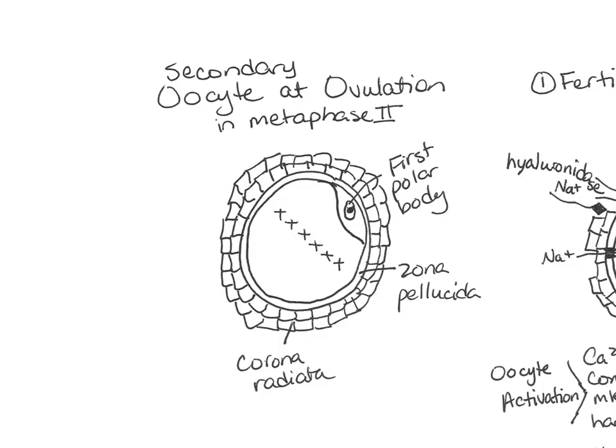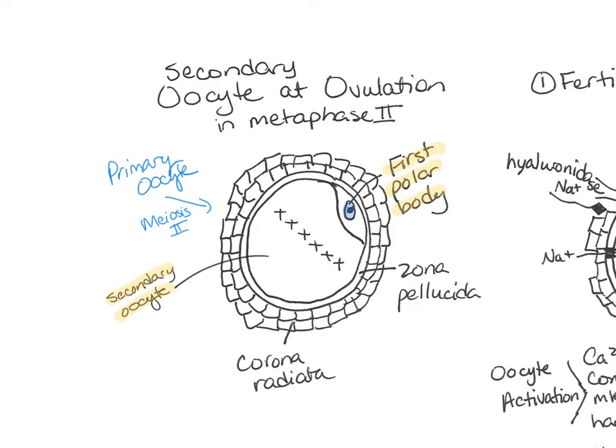So here we're looking at the secondary oocyte and the first polar body that are being formed from meiosis II. Remember, at the beginning of meiosis II, there was the primary oocyte, and the primary oocyte started to undergo meiosis II, and as it split, one of the daughter cells would become a first polar body, and the other daughter cell would become the secondary oocyte.